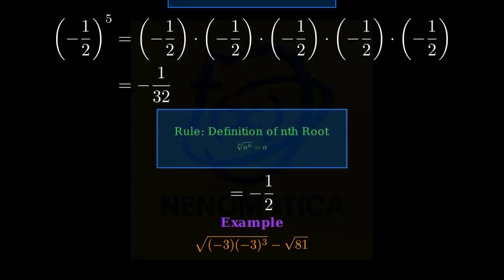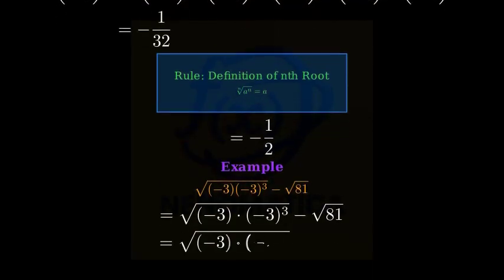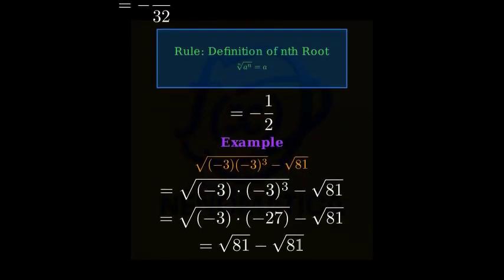Calculate the square root of negative 3 times negative 3 cubed, minus the square root of 81. First, let's simplify the expression inside the first square root. We have negative 3 times negative 3 cubed. Negative 3 cubed is negative 27. So we have negative 3 times negative 27, which equals positive 81.